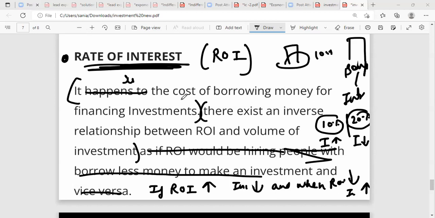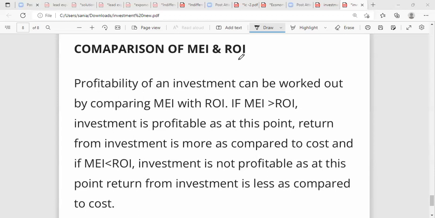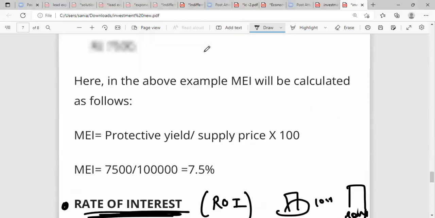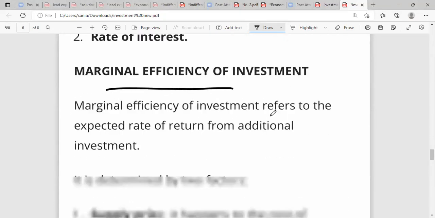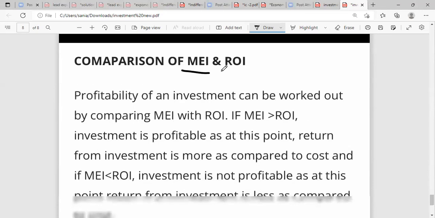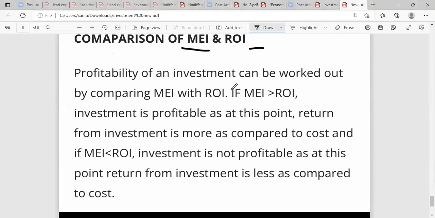Okay. Now we are going to compare MEI and ROI. Very, very important. MEI, you know, marginal efficiency of investment, right? MEI and ROI, we already discussed rate of interest. So what is the relationship between them? The first one is this.